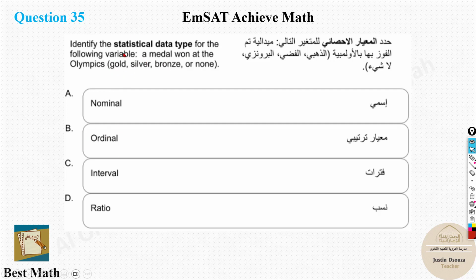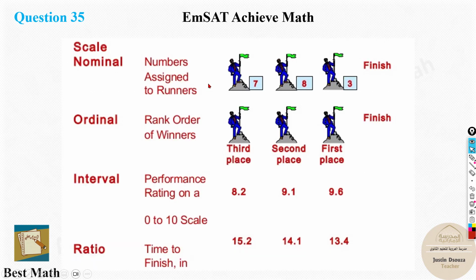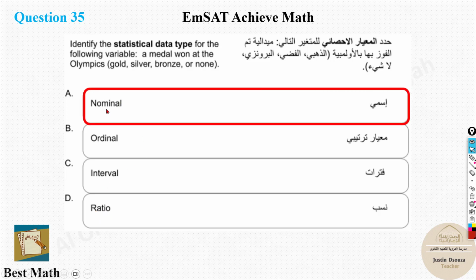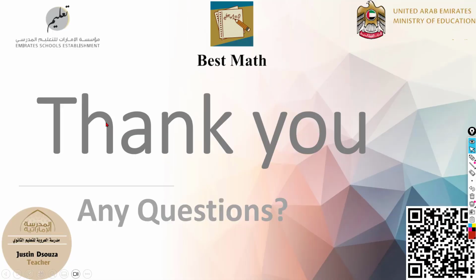We know that gold, silver, bronze is, yes, first, second, third, but generally medals or any tags or a number like this, if you're running and you have a number on your back, all that is nominal data. Whereas if it was first, second, third, it would be ordinal data. Interval would be a rating given from marks, say marks and stuff. And ratio would be any specific number, the time taken or anything. So here the answer is nominal. That's the answer. And that's the end of the first model paper on EmSAT.